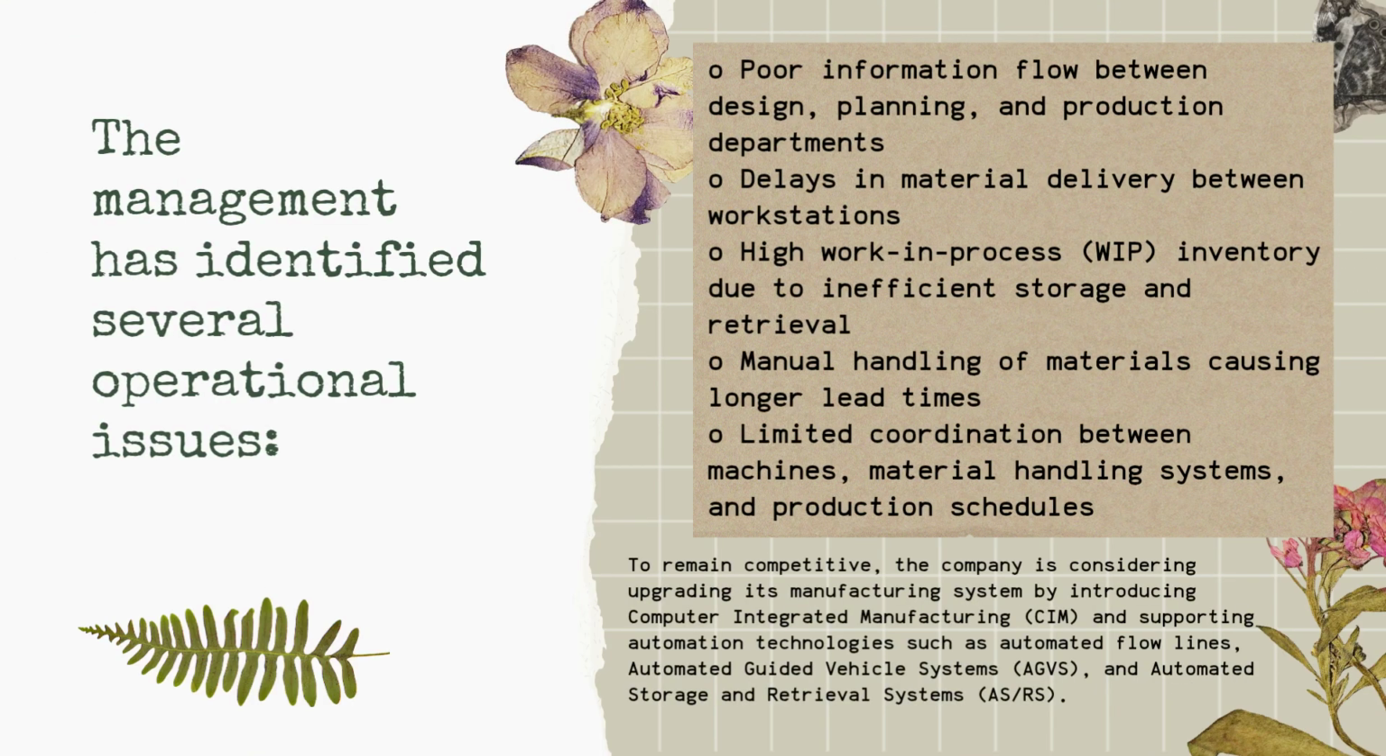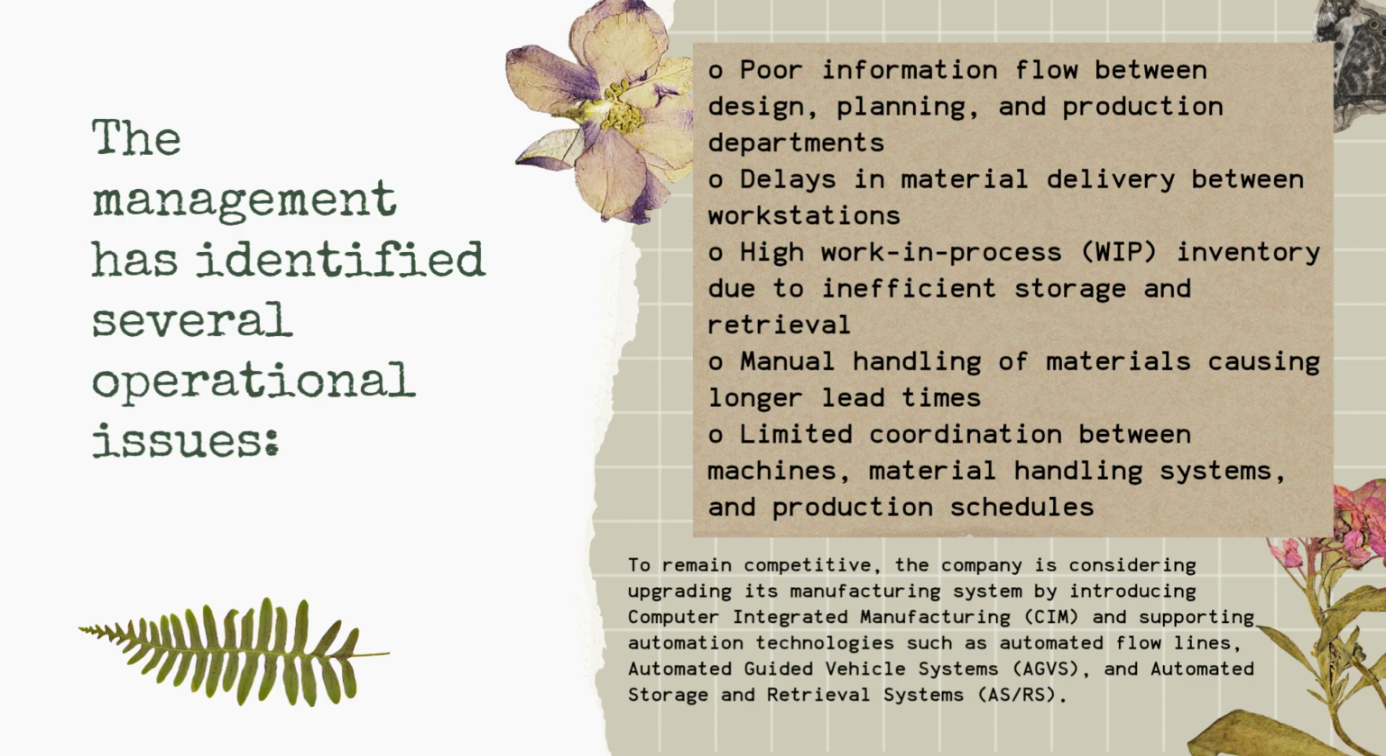The management has identified several operation issues, which are poor information flow between design, planning, and production departments, delay in material delivery between workstations, high work in process inventory due to inefficient storage and retrieval, manual handling of material causing longer lead time, limited coordination between machines, material handling system, and production schedule.